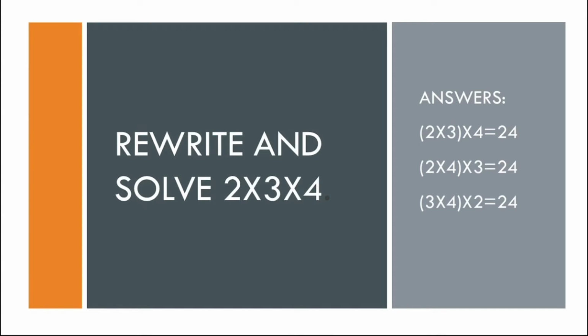The three answers would be in the parentheses 2 times 3 outside the parentheses times 4 equals 24, and then in the parentheses 2 times 4 outside the parentheses times 3 equals 24, and the last one is in the parentheses 3 times 4 outside the parentheses times 2 equals 24.